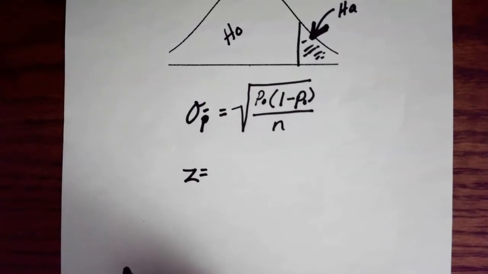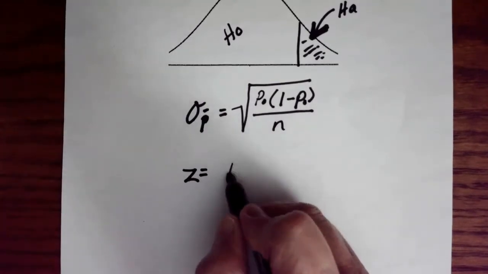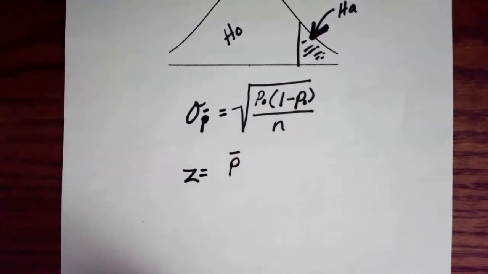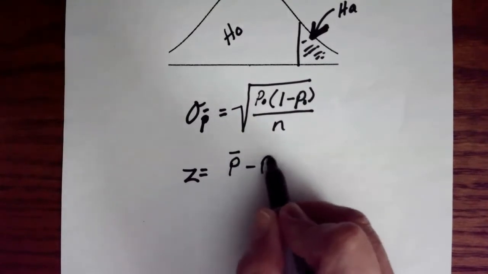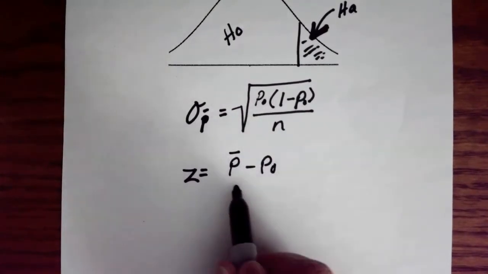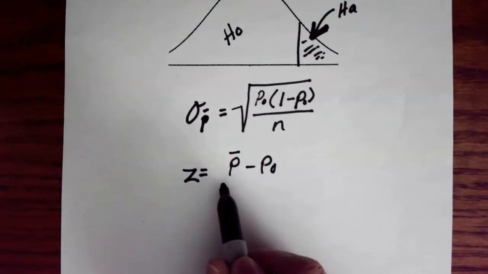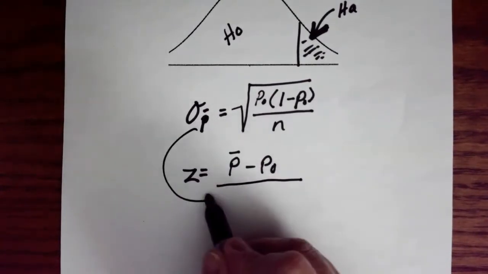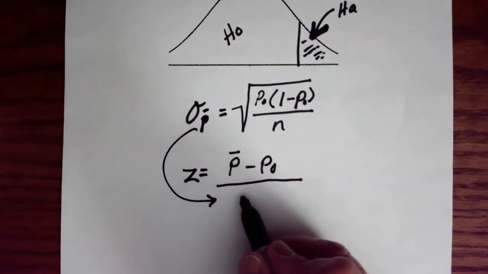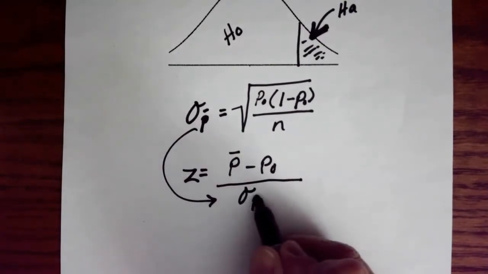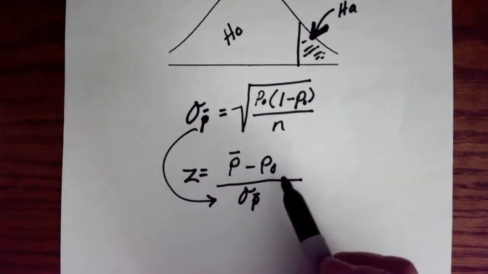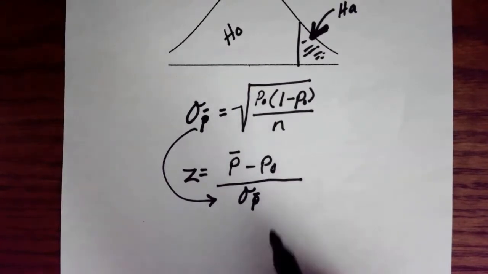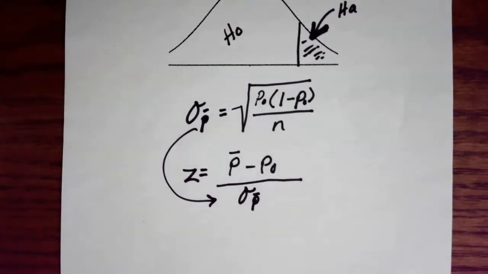The other formula that we're going to use is the test statistic, which is our z-score. To get our z-score, we take our sample proportion minus our hypothesized value, or the value that we're testing against. Once we have that value, we divide that top number by the standard error of our proportion. So let's walk through this scenario.